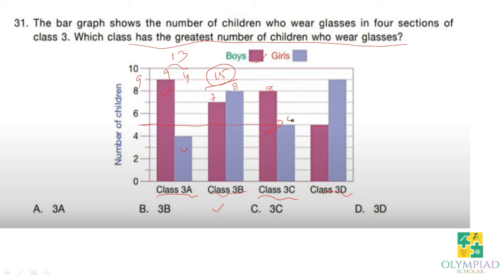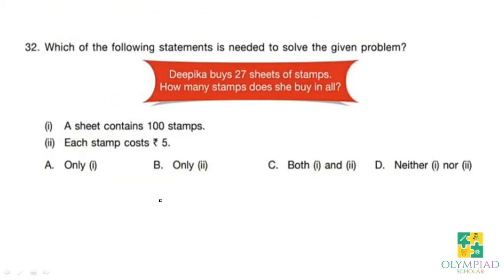Okay, 5 plus 8, that is 13. Again it is 5 and again it is 9, so it is 14. So you see there are 14 here, 13, 15 and again 13. So 15 is the correct answer, which corresponds to the class 3B. So option B is our answer.